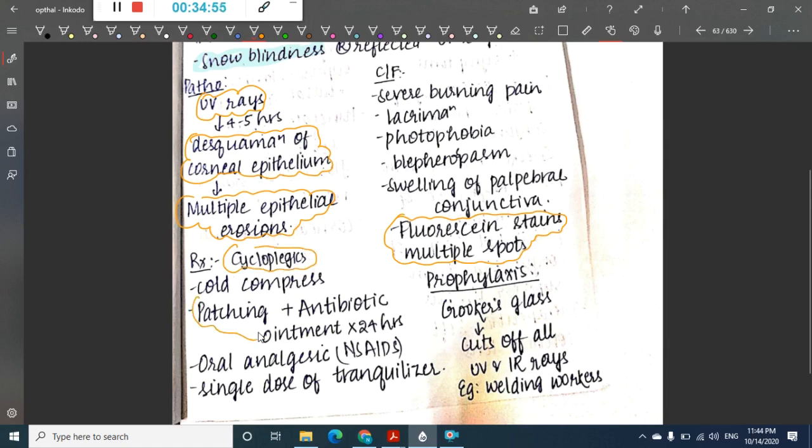You can use patching, and you can use antibiotics also for the treatment. You can use NSAIDs for pain relief. But what is the prophylaxis? Prophylaxis is we can use something called Kruger's glass. This Kruger's glass will cut off all ultraviolet and infrared rays, which are a hazard for welding workers. So welding workers should use this Kruger's glass, which will cut off all UV light, that is ultraviolet and infrared light.